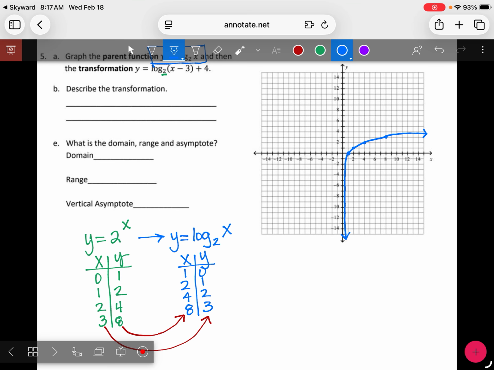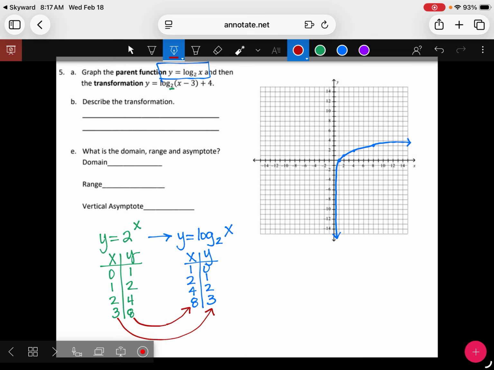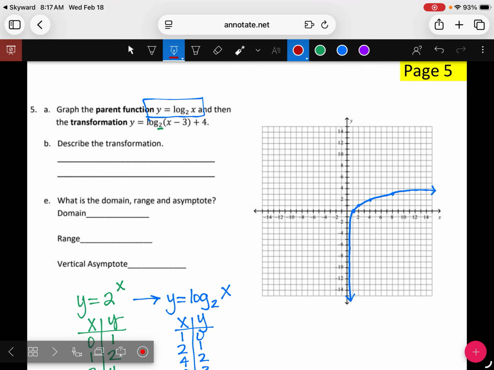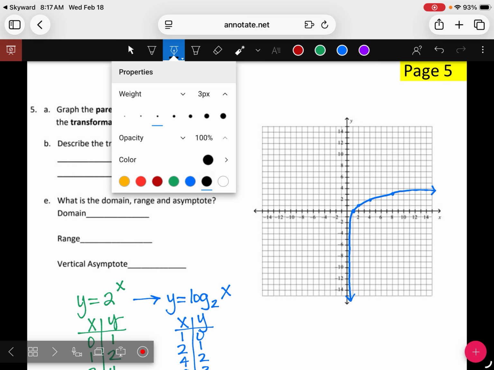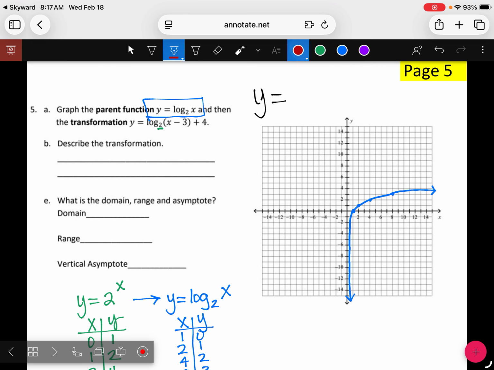So now we're ready to do our transformation. So for a log function, let me just rewrite this. This was on a different page, but it's y equals, and then a comes first, and then it's log parentheses x minus h. H is on the inside. You still flip h. And then it's plus k on the outside.